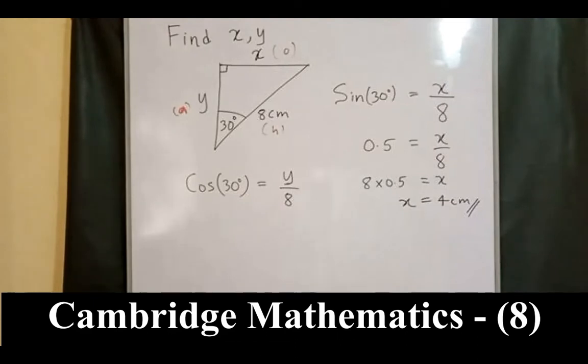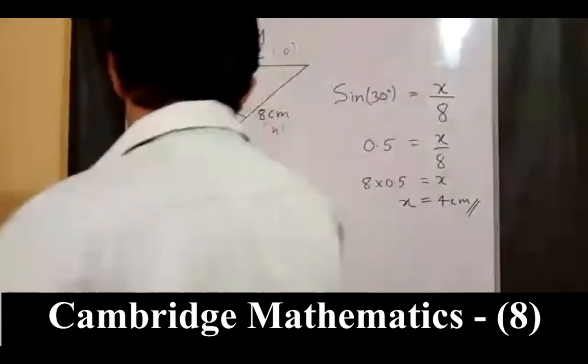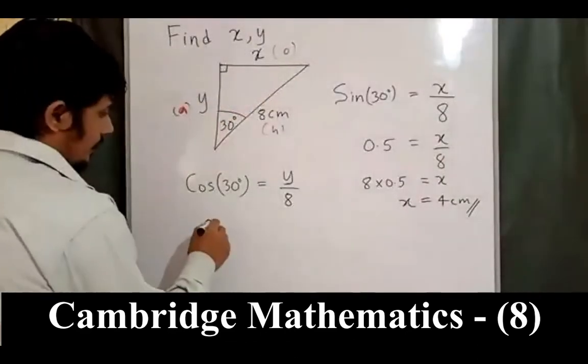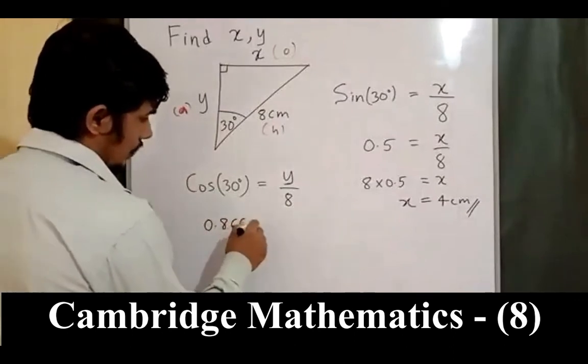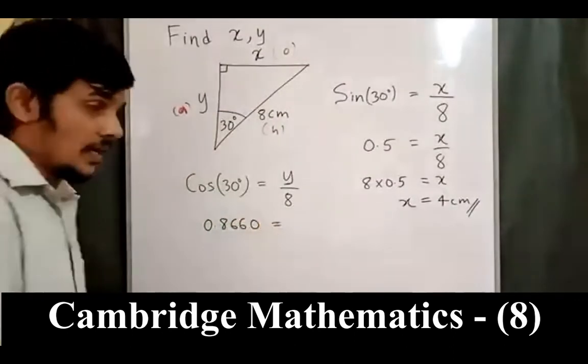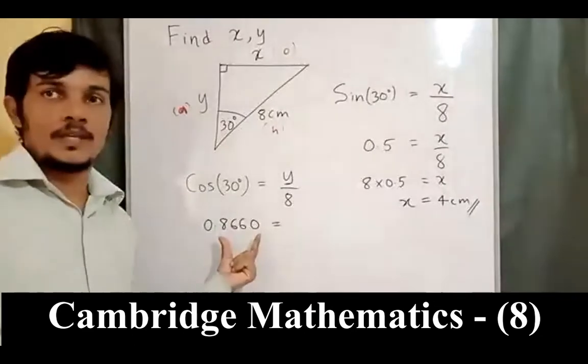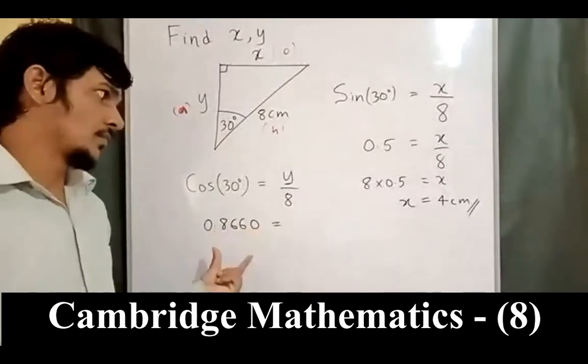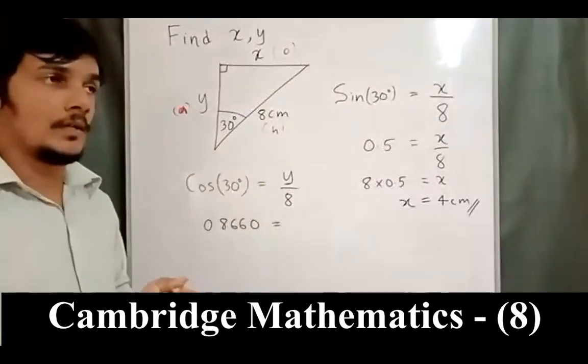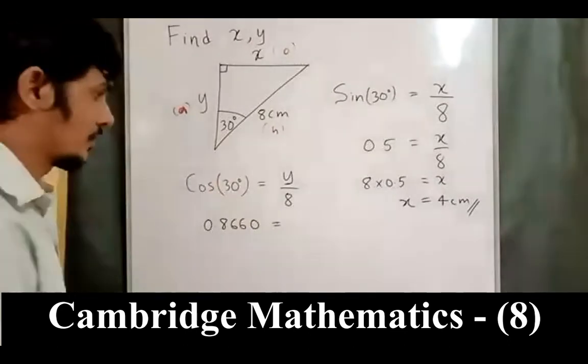As a decimal answer, 0.8660. Normally, please get used to writing at least how many decimal places? Four decimal places when you find the respective values from the calculator, right?